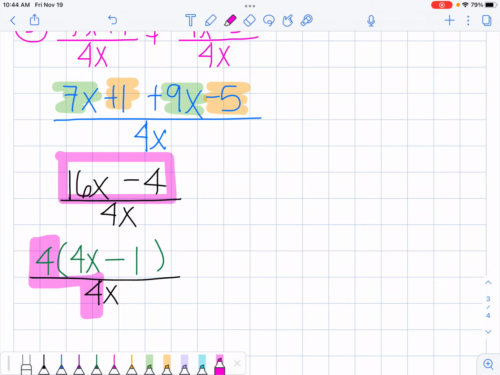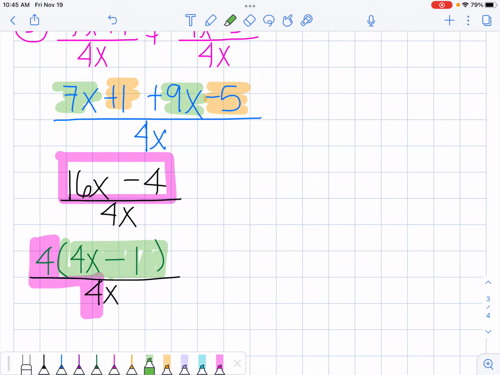When you're canceling in expressions like this, you can only cancel things that are multiplied. This move right here is totally illegal. You cannot do this: oh, well, this cancels with this and this becomes 4. You can't do that because 16 minus 4 is a group. When you're canceling in fractions with expressions, which means it's going to have variables and numbers, you have to only cancel groups. And groups are things that are multiplied together. So now over here that I'm multiplying 4 times 4x minus 1, this 4 is a group and this 4x minus 1 is a group.